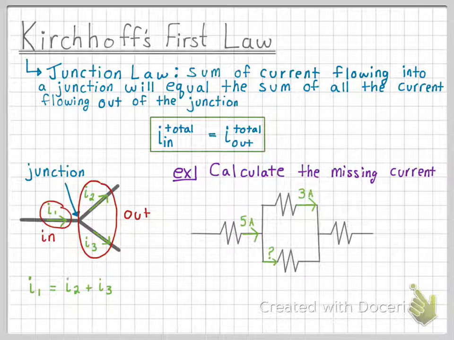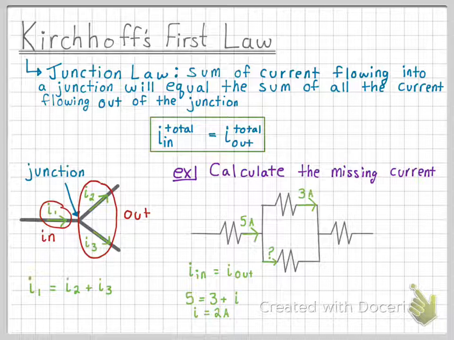Now let's apply Kirchhoff's first law to a circuit that actually has some values. We see that there are 5 amps of current flowing into this junction, and one of the wires has 3 amps of current. And we want to know what this missing current is. We know that Kirchhoff's first law states that the current flowing into the junction is going to equal the current flowing out, and the current flowing into this junction is 5 amps, and the current flowing out is 3 amps and our unknown current. And if we solve for this unknown current, we see that it is 2 amps.